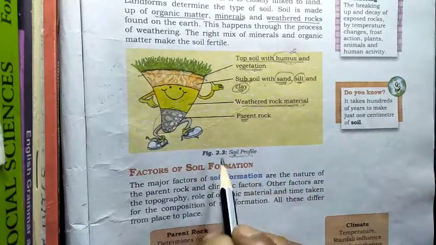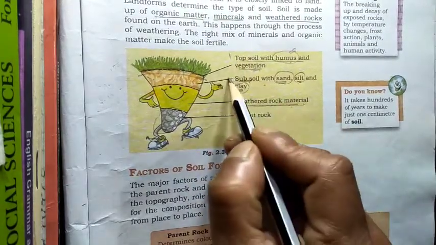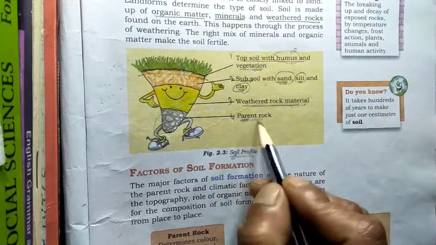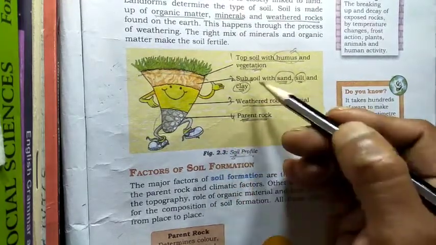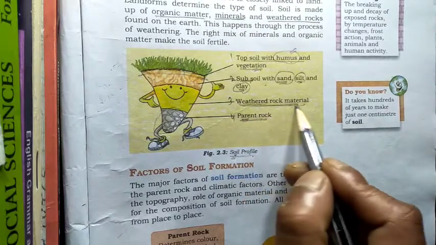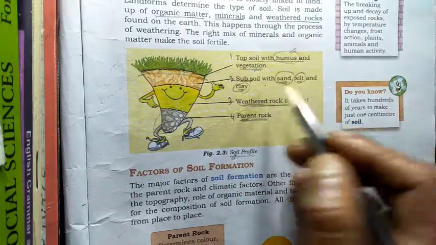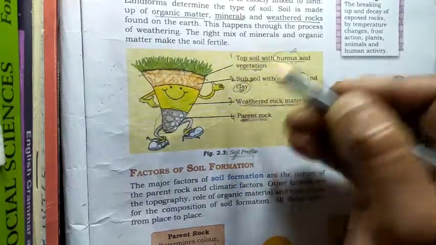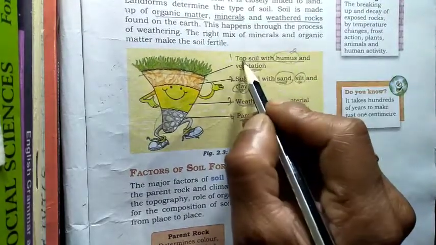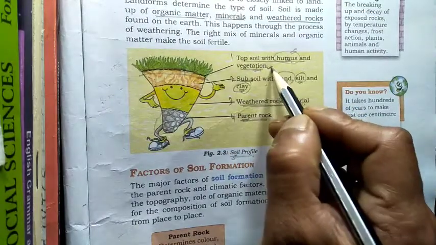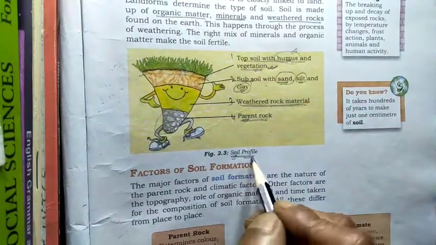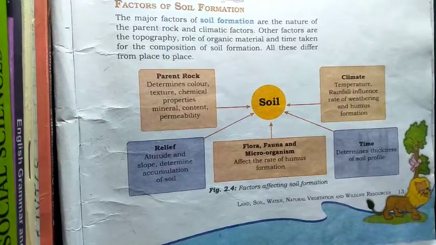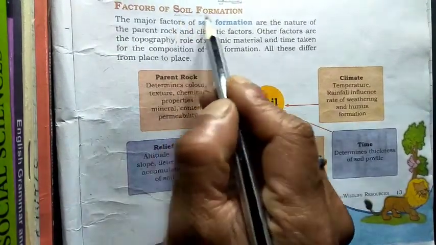So we can say in the soil profile, 4 layers are there, 1, 2, 3 and 4. At the bottom part, the parent rock is there. Above the parent rock, weathered particles are there, and after the weathered particles it is the subsoil, which consists of sand, silt and clay, and above all the topsoil, which consists of humus and vegetation. That's about soil profile. The next topic that I am going to highlight here is about soil formation.